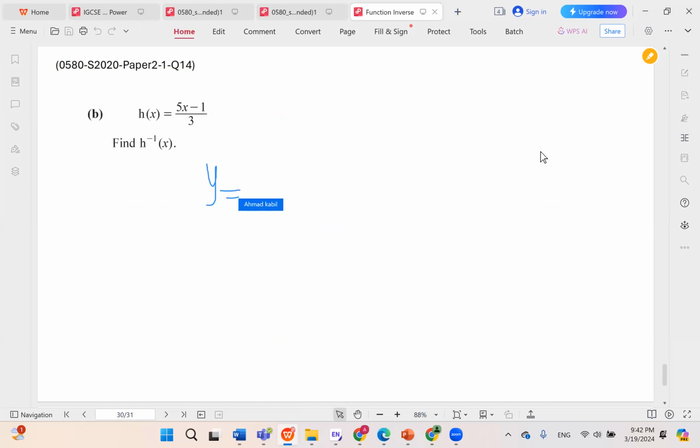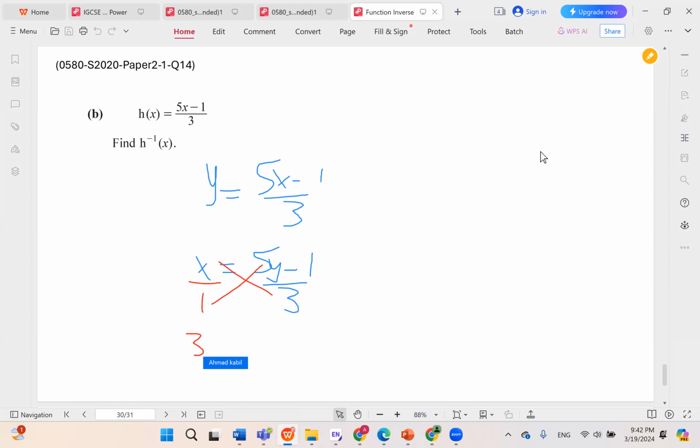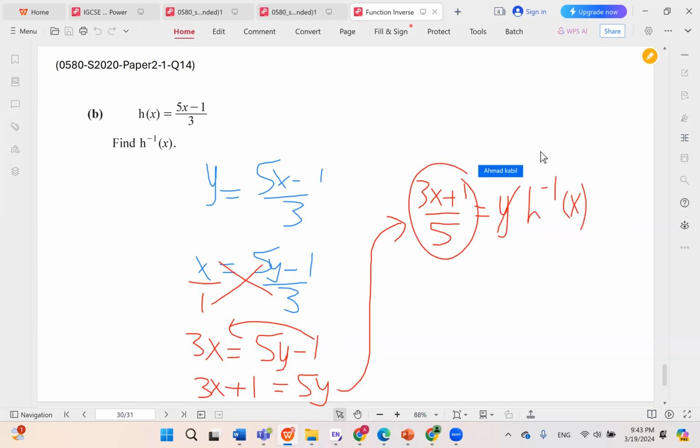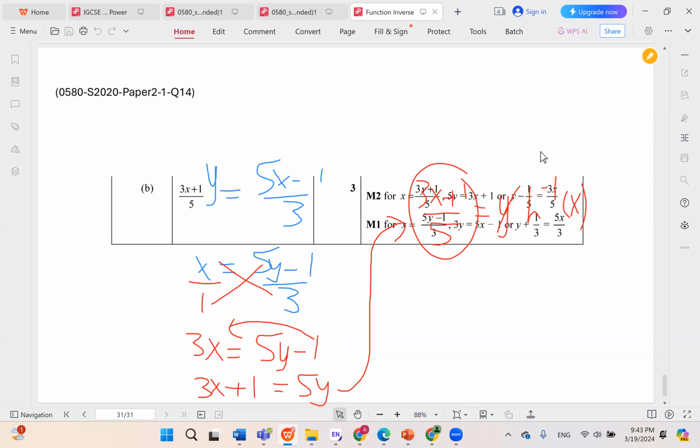Y equals 5x minus 1 over 3. X equals 5y minus 1 over 3. We want to isolate the y. We can write over 1 and cross multiply. We get 3x equals 5y minus 1. You can take the 1 to the other side, and this would be 3x plus 1 equals 5y. And therefore, we can divide by 5. We get 3x plus 1 over 5 equals y. And finally, we replace the y with h inverse of x. And this would be the final answer here, 3x plus 1 over 5.